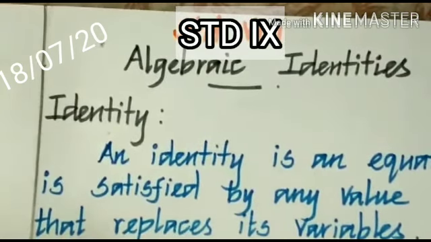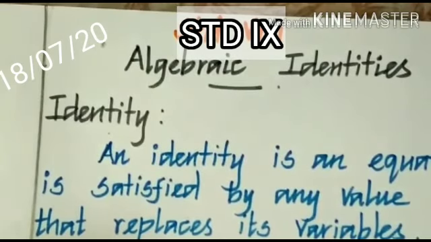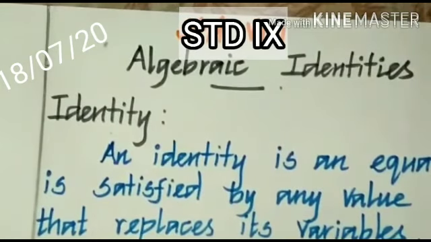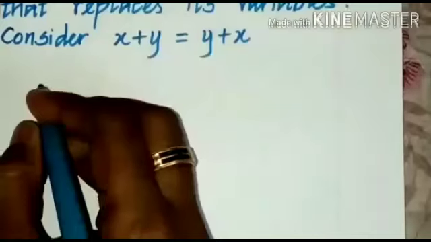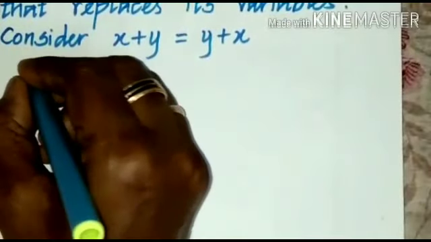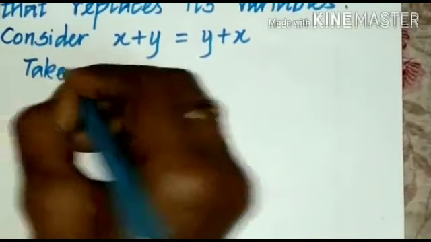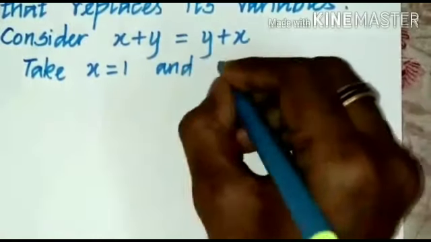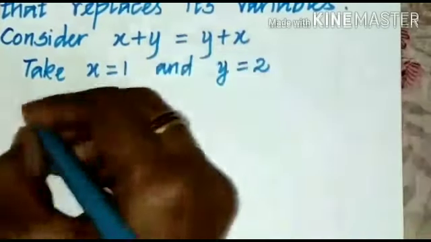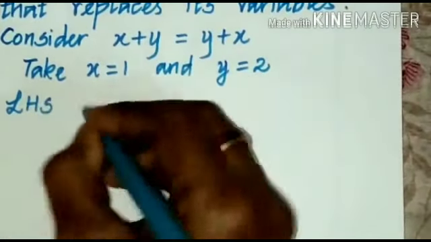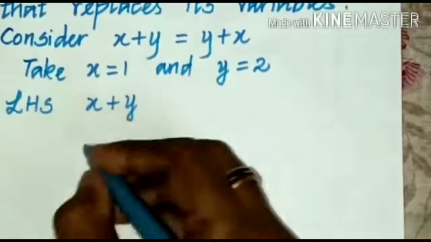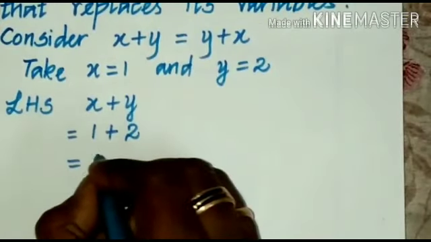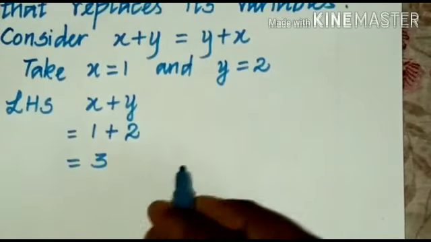First consider x plus y is equal to y plus x. Take x equal to 1 and y is equal to 2. Now you take left hand side, x plus y. Here you have to substitute the values, so which is equal to 1 plus 2. So left hand side value, what? Which is equal to 3.